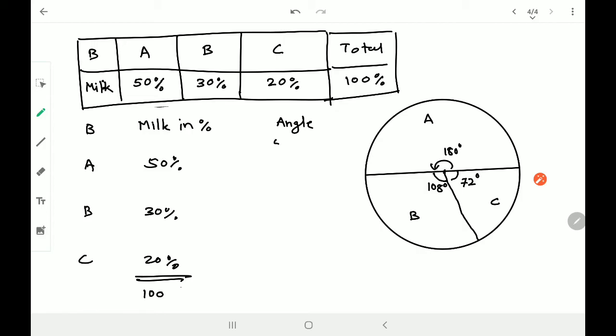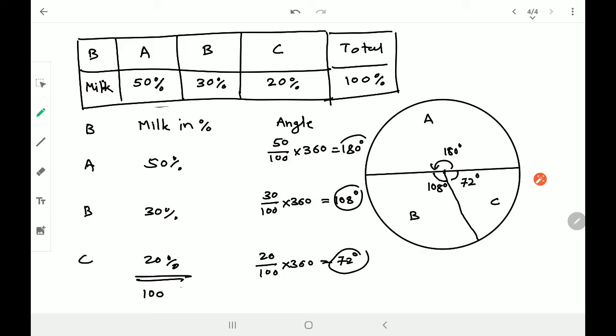How do we find the angle? 50 upon total into 360 degree. Okay, the 50 upon total into 360. It's a very simple idea. So you can easily find out this angle. It is 180 degree. Find this roughly, and write the answer here. This will be 30 upon 100 into 360. Find this also roughly, your answer will be 108. Okay, don't do it directly here, do it as rough work and then write the answer here. Then we have 20 upon 100 into 360, which will be equal to 72 degree. So these are the angles which we get.